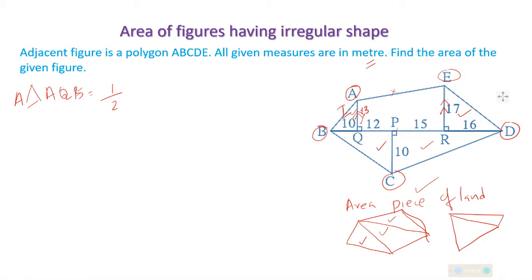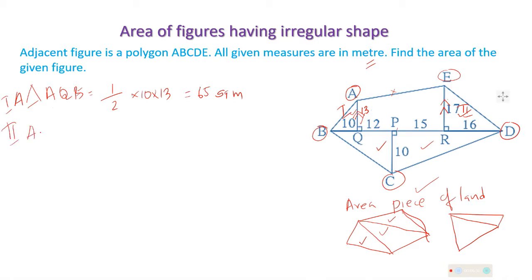It is 13 here, I forgot to copy it over here. So half into 10 into 13 is half into base into height. Then we will be calculating it as 65 square meter. That is the first figure which I marked. Think about this triangle. I'm taking the triangles together, which is equal to the second triangle.